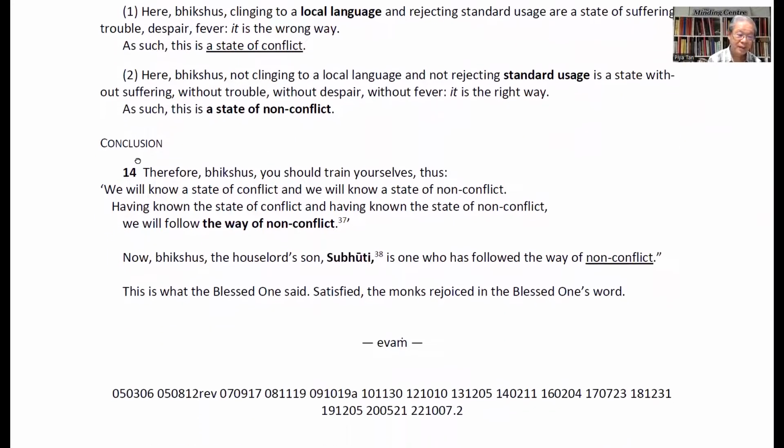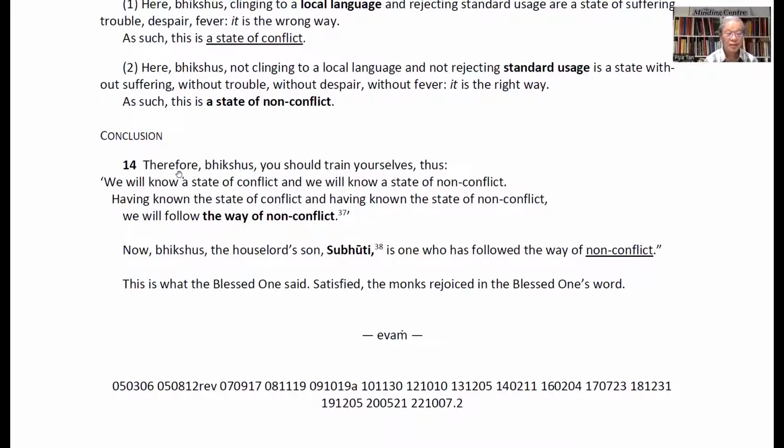Conclusion. Finally, we come to the end of the sutta. Therefore, bhikshus, you should train yourselves thus: we will know a state of conflict, and we will know a state of non-conflict. Having known them, we will follow the way of non-conflict. So you must know these 6 teachings so that you know how to decide if something will cause conflict, unhappiness in others, or non-conflict, happiness, inspired joy in others, and you should use the right one.